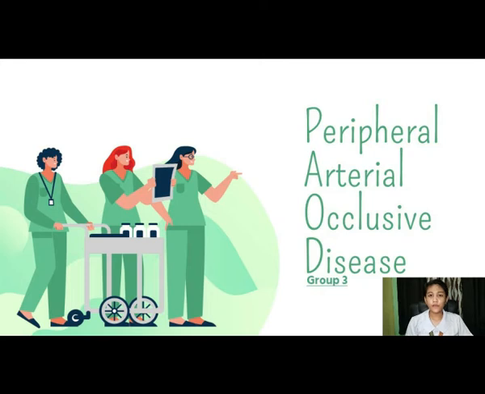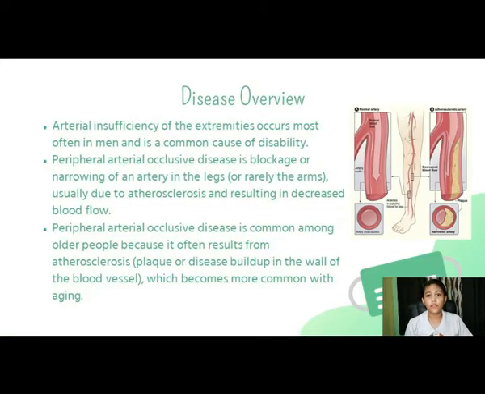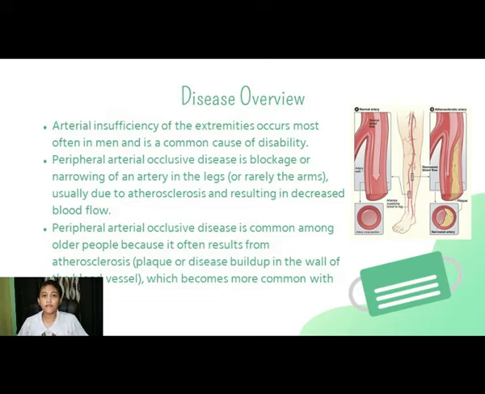Peripheral arterial occlusive disease. Arterial insufficiency of the extremities occurs most often in men and is a common cause of disability. A peripheral arterial occlusive disease is a blockage or narrowing of an artery in the legs, usually due to atherosclerosis and resulting in decreased blood flow. The legs are the most frequently affected. However, the upper extremities may be involved. The age of onset and severity are influenced by the type and number of atherosclerotic risk factors.